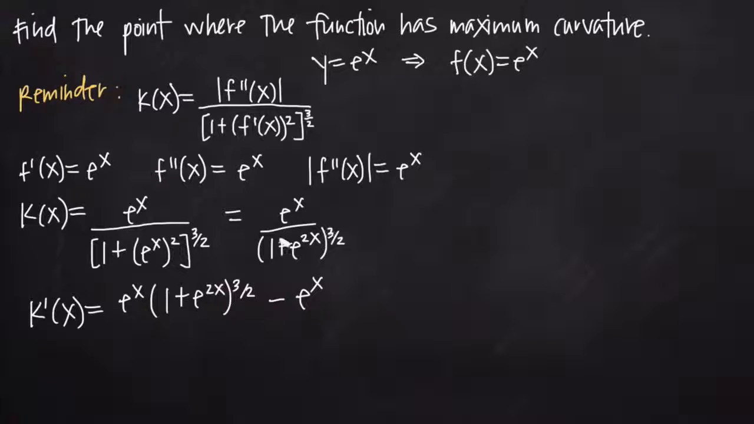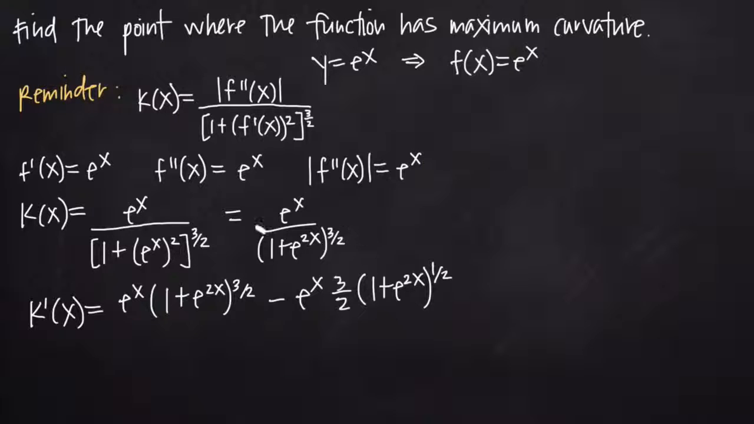Taking the derivative of the denominator is going to require us to use chain rule. So to use chain rule, we'll bring this 3/2 out in front. This is like power rule here. We bring the 3/2 out in front like this, leaving the inside function completely alone, so 1 plus e to the 2x, and subtract 1 from our exponent. 3/2 minus 1 is 1/2, so we get 1/2 there.